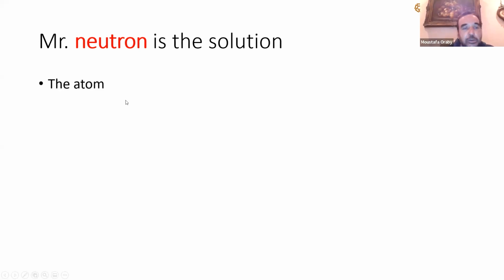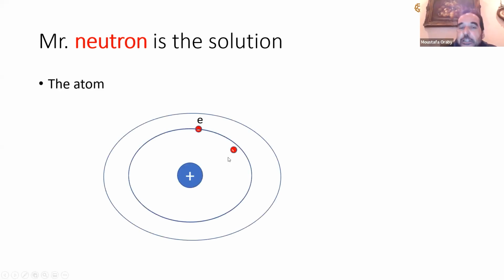Let's just go back and look at the atom. What is the atom? The atom is mainly a nucleus and electrons going around the nucleus in orbits. This is the simple description of an atomic structure. So this means that the electrons are rotating around the nucleus. Electrons are charged particles. Any charged particle that moves generates an electric field. So the electrons will first create an electric field.